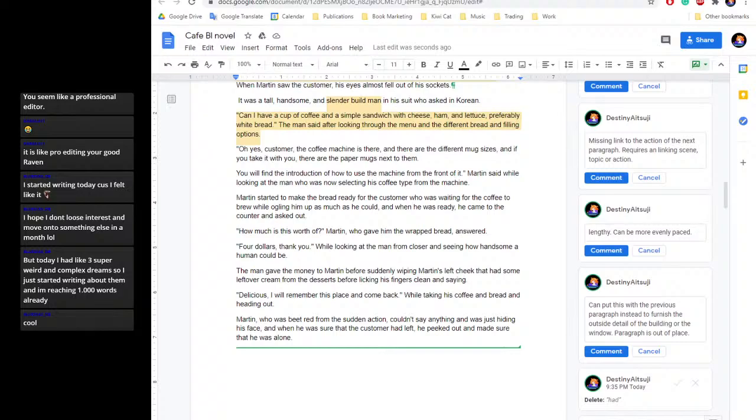Oh, so Blue Daya said that you started writing. Oh, you had three super weird and complex dreams, and then you started writing about them. And you're reaching 1,000 words already. So that's good progress. Okay, in cases like this, it's a spur-of-the-moment kind of writing. I would advise you to control that urge, or you would run out of steam fast. So write that dream down first in as much detail as you can before you get to writing the actual story, so that you don't forget details, because it's very easy to forget what we dream of.